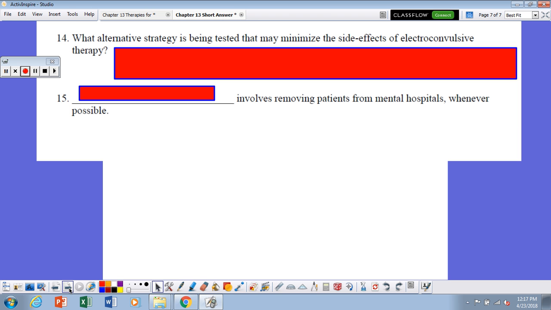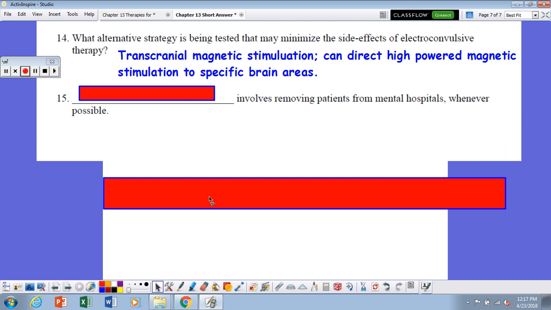Number 14, what alternative strategy is being tested that may minimize the side effects of electroconvulsive therapy? And that would be transcranial magnetic stimulation. For the most part, you would be using high-powered magnets, and you're directing them to stimulate certain specific areas of the brain.